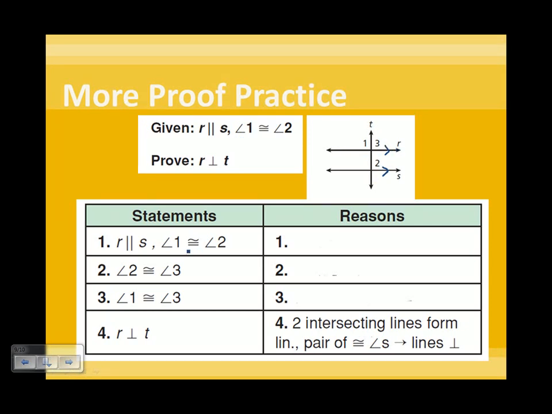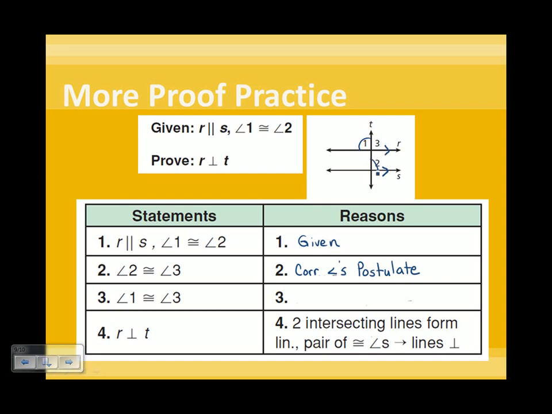So R is parallel to S, and angle 1 is congruent to angle 2. So I'm going to put that those are congruent. So that's going to be given. Then I also know that angle 2 is congruent to angle 3, and that is by the corresponding angles postulate. Because we have parallel lines cut by a transversal, so the corresponding angles are congruent.